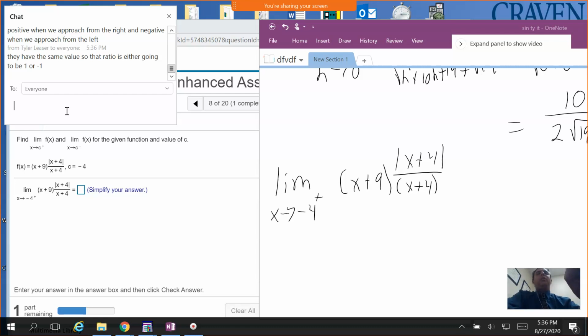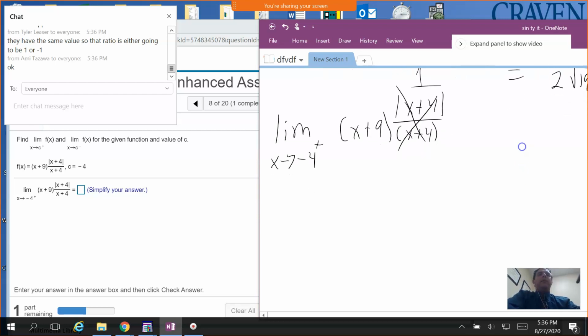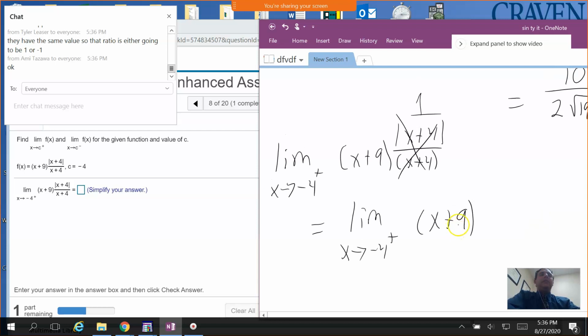So when I'm approaching from the right, like I am here, this value is just a positive 1, which really means that this is the same thing as just the limit as x approaches negative 4 from the right of x plus 9. And now I can just plug in negative 4 and get negative 4 plus 9, which is positive 5.